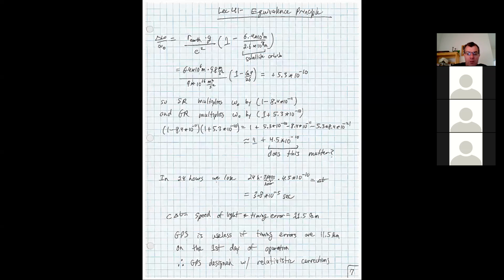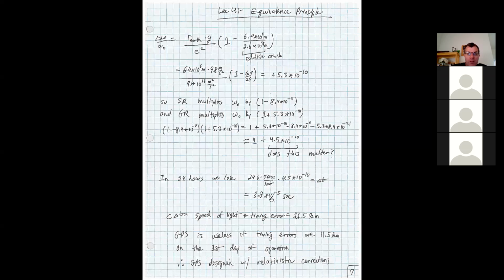3,600 seconds per hour, roughly 100,000 seconds, multiplied by this percent error. We get a discrepancy in just one day. If we let an atomic clock run on the ground and we let an atomic clock run up in space, after a day, that discrepancy of half a billionth, well, half of a billionth of a day is 3.8 times 10 to the minus 5 seconds, 38 microseconds.